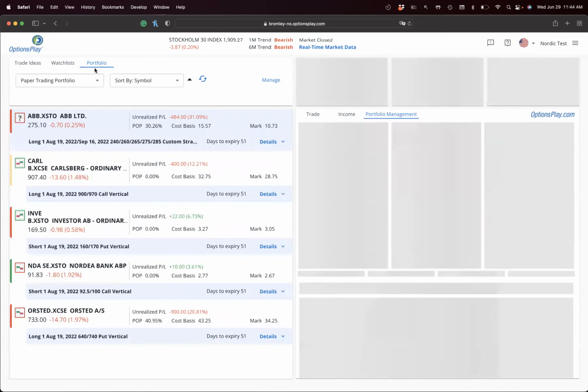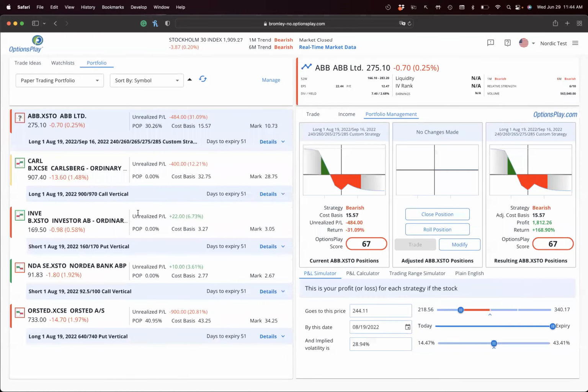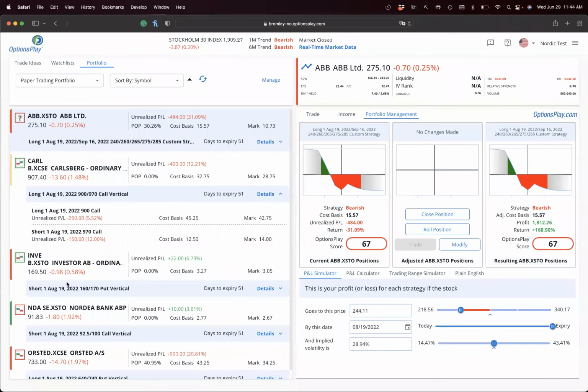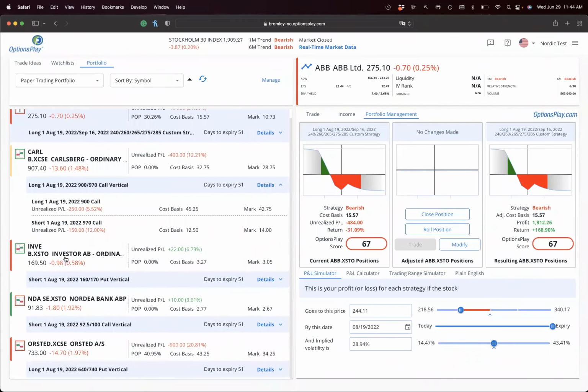So the new portfolio tool allows you to track your positions, and you can see it in summary basis. So for example, here in Carlsberg, I have an August 900, 970 call vertical here. This is a long call vertical. In Investor AB, I have a short put vertical. In Nordea, I have a short call vertical. And then in Ørsted, I have a long put vertical.